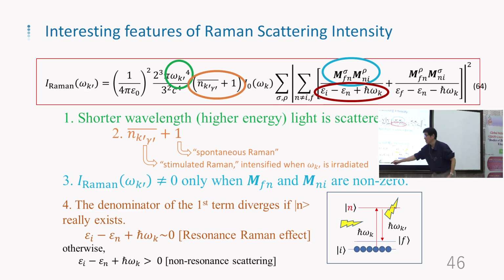If the denominator is larger than 0, or large enough, it happens when the n is far from the excitation wavelength. Then this term is non-zero. In this case, it corresponds to non-resonance Raman scattering. Okay, so this equation tells us some interesting and important features of the Raman scattering process.